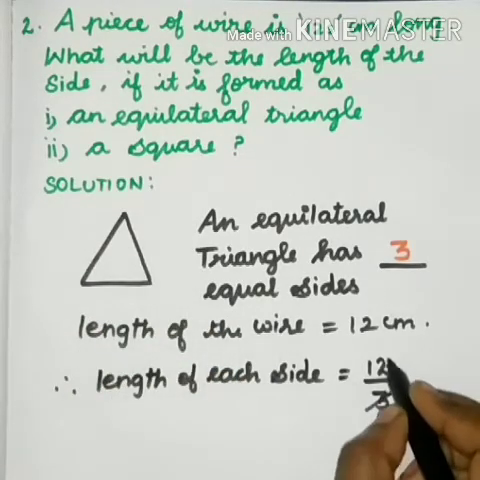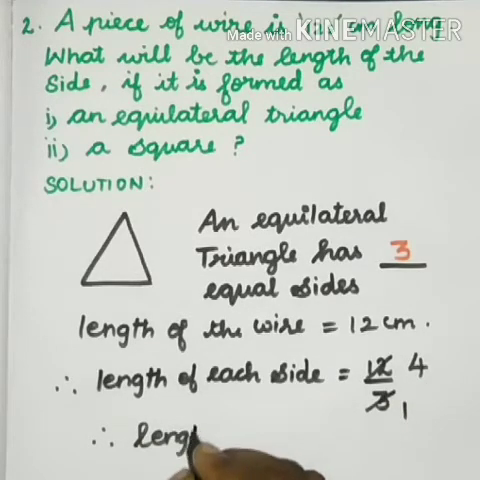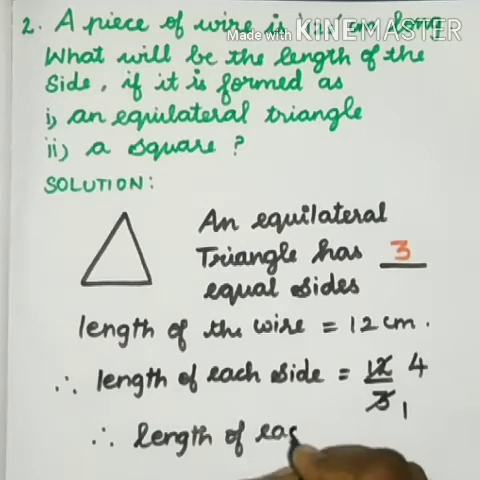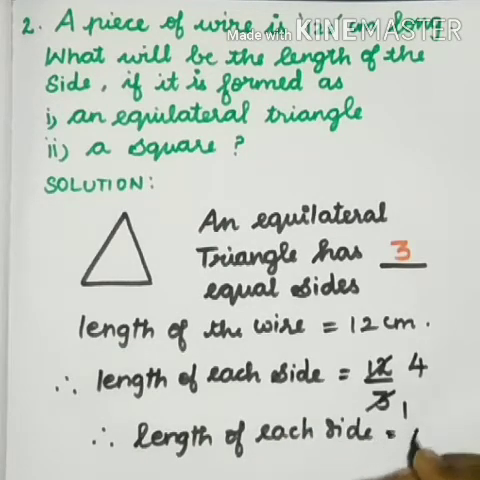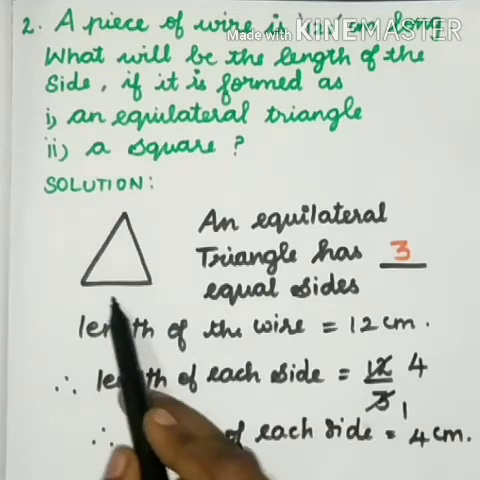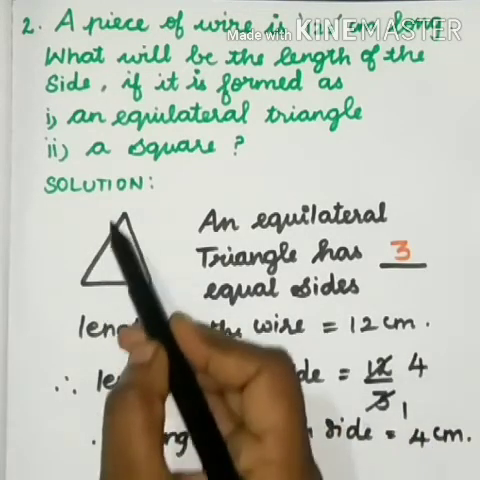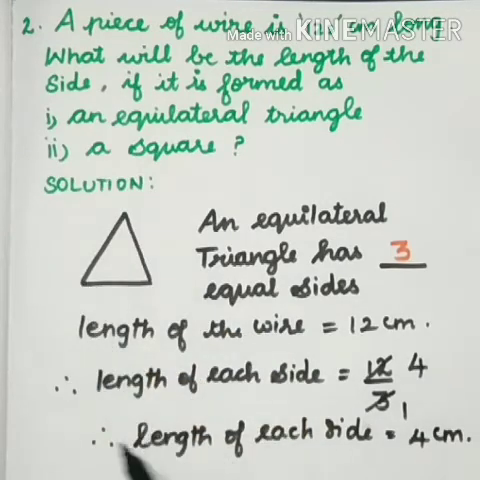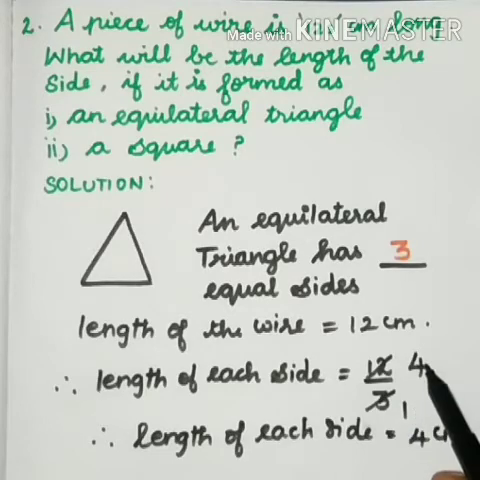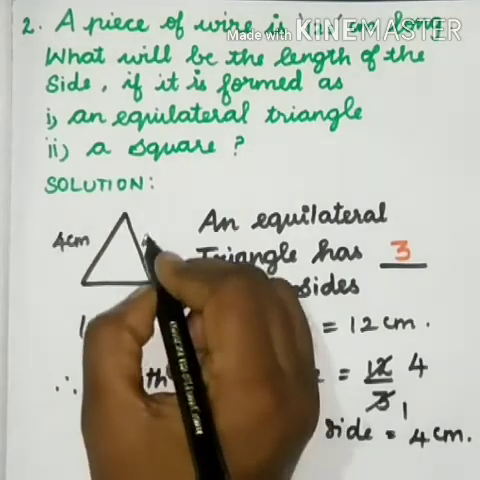3 ones are 3. 3 fours are 12. Therefore, length of each side equals 4 cm. An equilateral triangle has 3 equal sides, and the total length of the wire is given, that is 12 cm. You have to find for each side. So you have to divide 12 by 3. 3 ones are 3. 3 fours are 12. Length of each side is 4 cm.